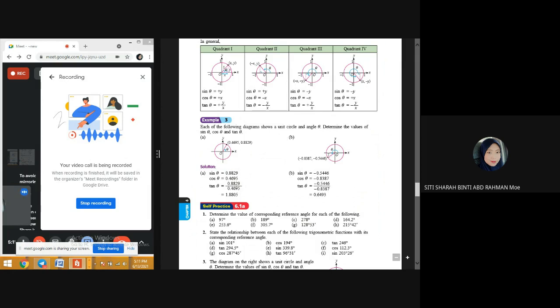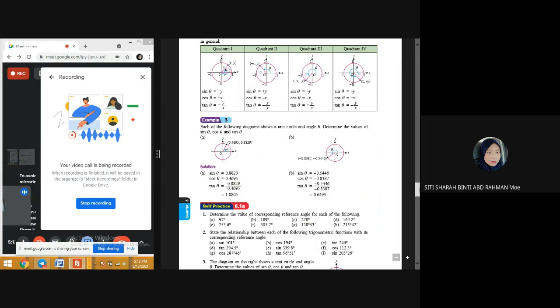Question B is given here in quadrant 3, where x is a negative value, y also a negative value. So sine theta is the negative coordinate for y, which is negative 0.5446. And then cos theta is the coordinate of x, which is negative 0.8387. Then to find tangent theta, we will use y over x, which is negative 0.5446 divided by negative 0.8387. So it will get 0.6493.